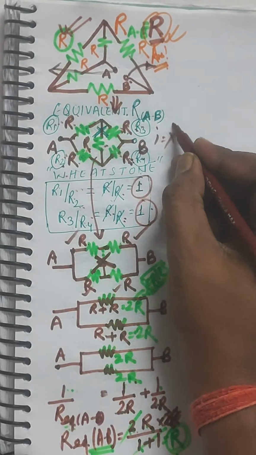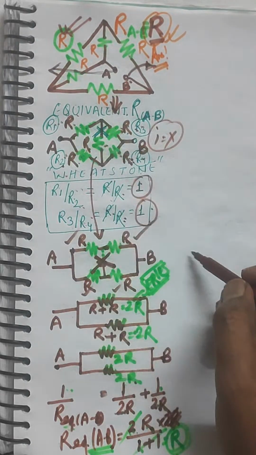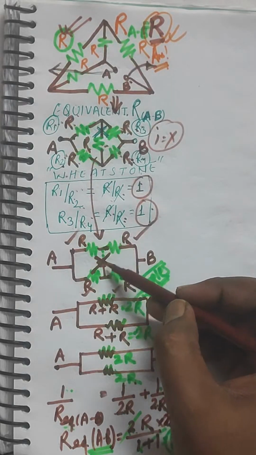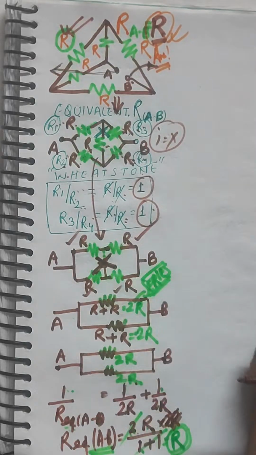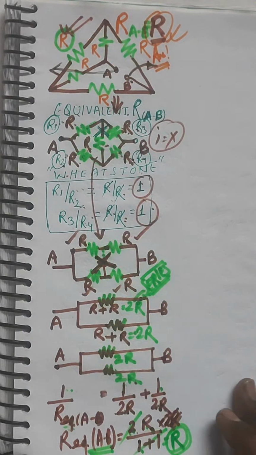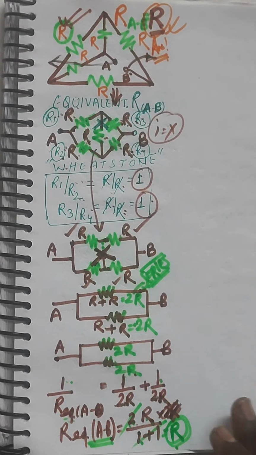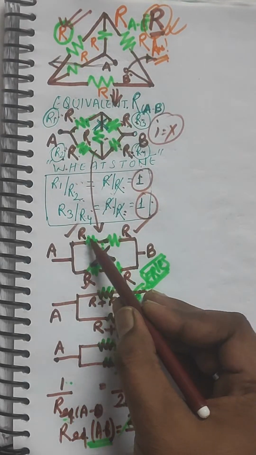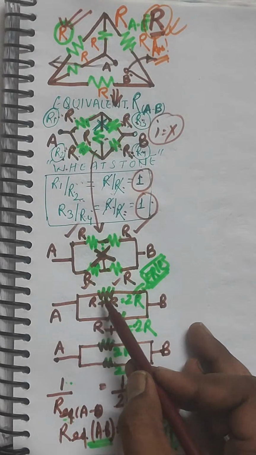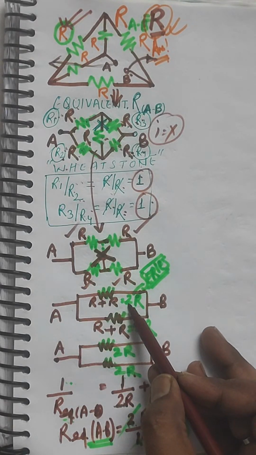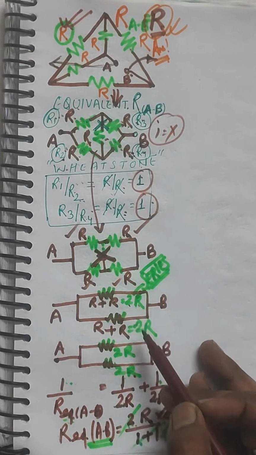Since there will be no current through the central branch, the above circuit can be simplified like this, and the central R will be removed. Now, you can see this R and R are simply connected in series, whose equivalent resistance is nothing but R plus R equal to 2R.